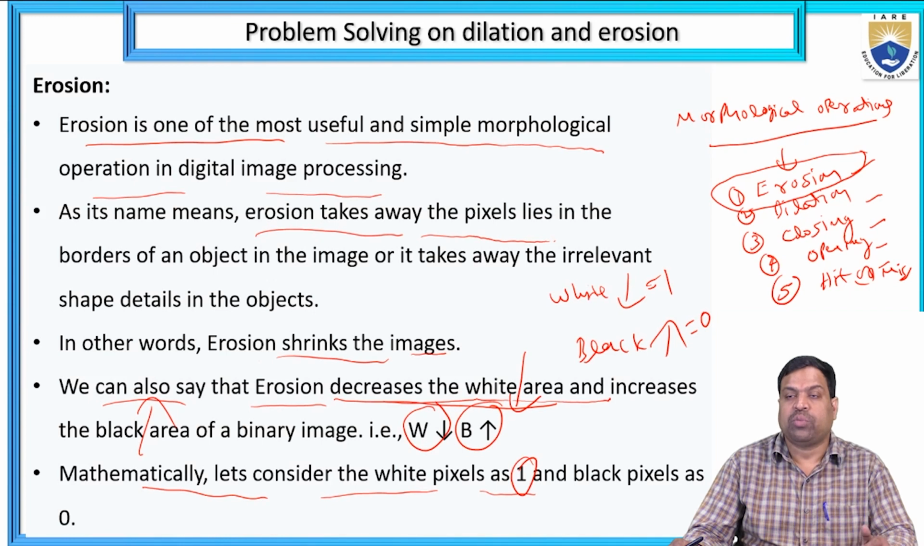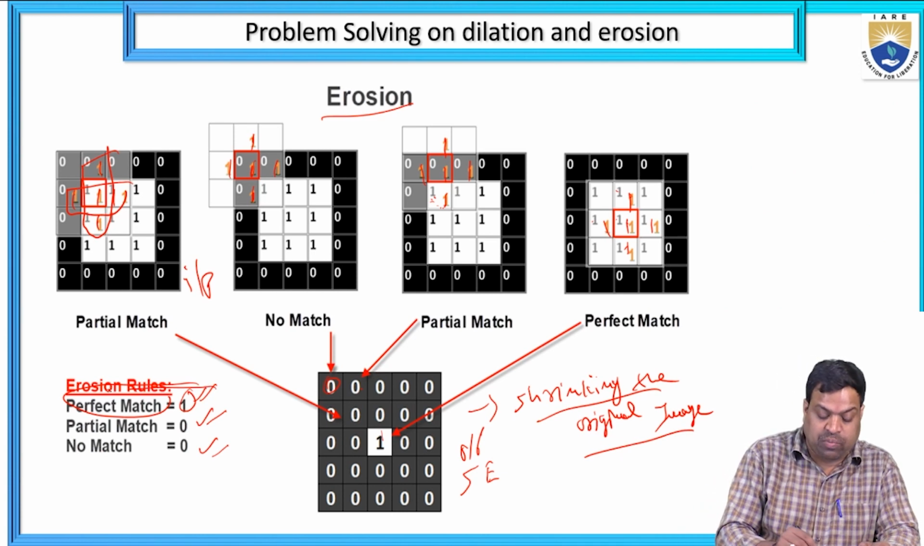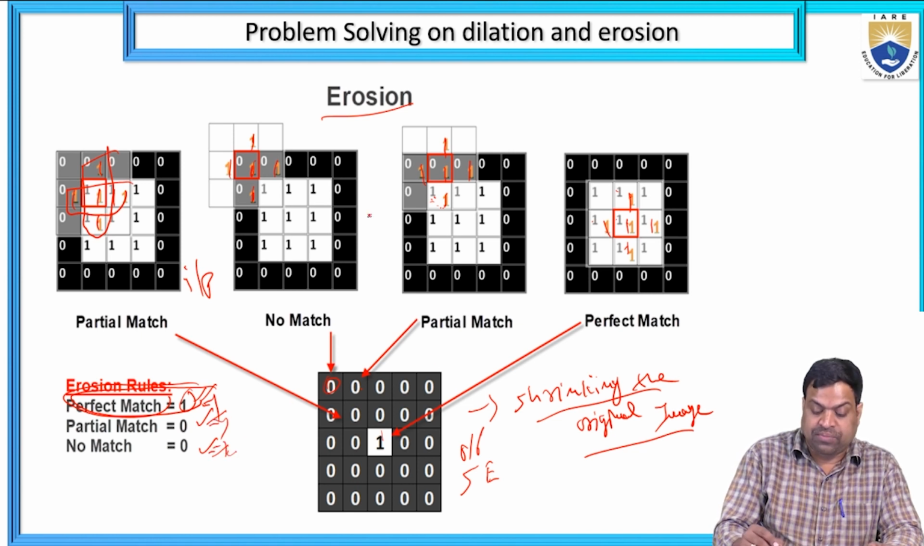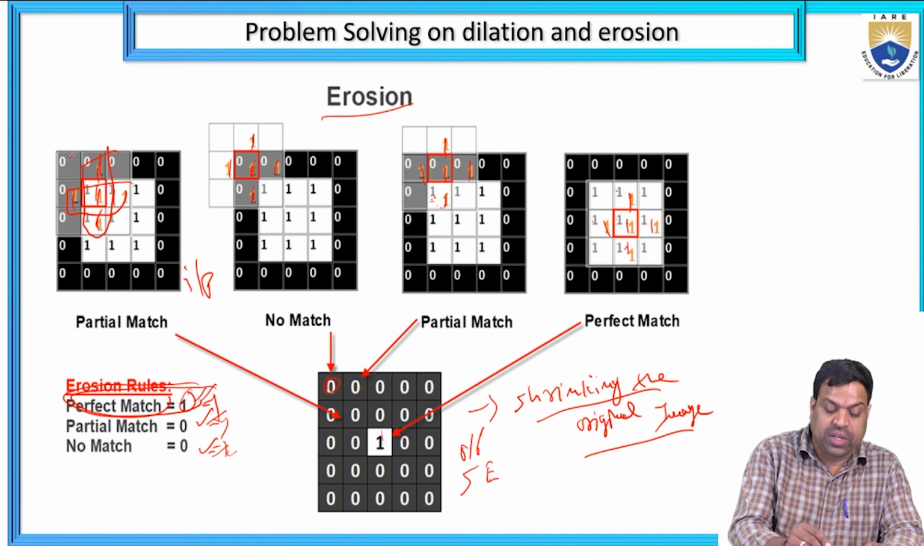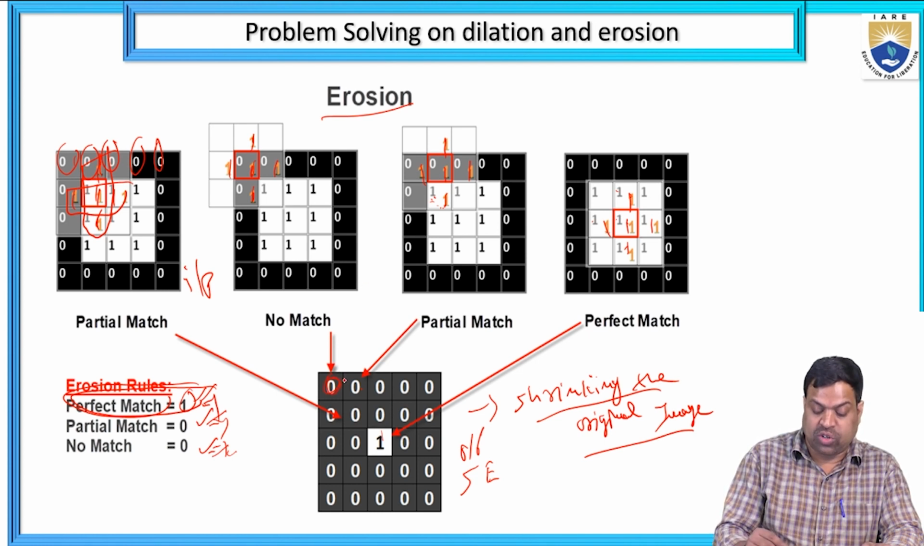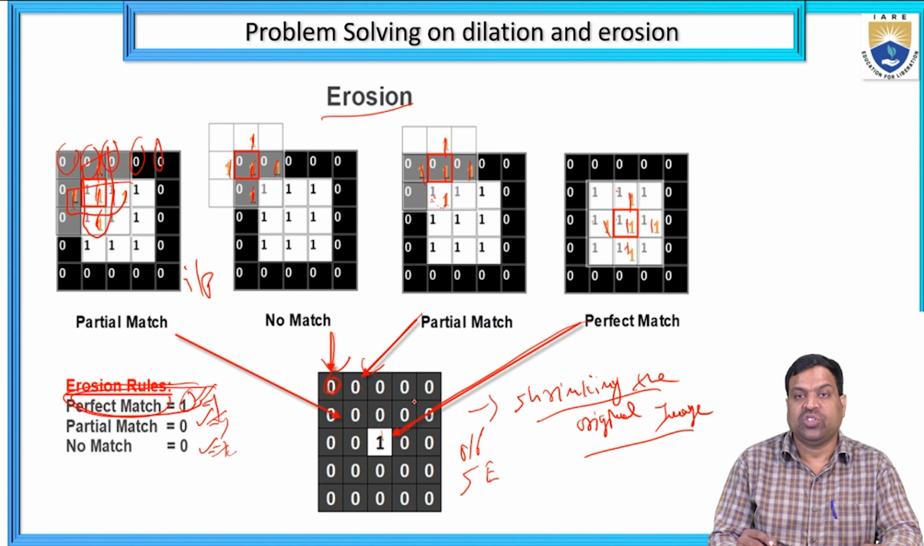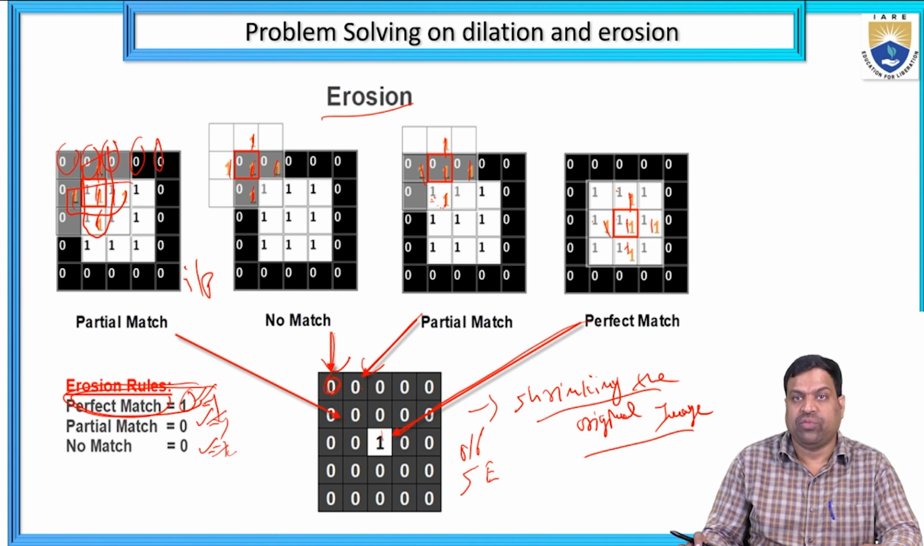Morphological operations are actually of five types: erosion, dilation, closing, opening, and hit-or-miss transform. This is one example of erosion. A perfect match equals 1, a partial match equals 0, and no match equals 0. The matrix I'm keeping here, everywhere else is the background. So if there is no match it equals 0, and if there is a partial match it is still 0, because only a perfect match equals 1. That is the concept of erosion.